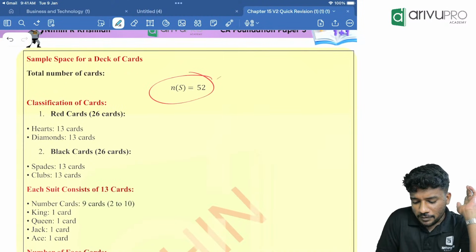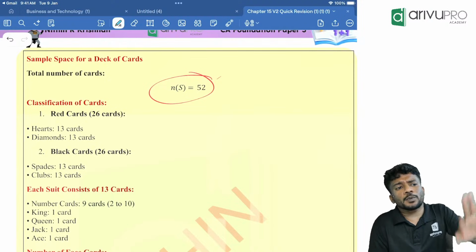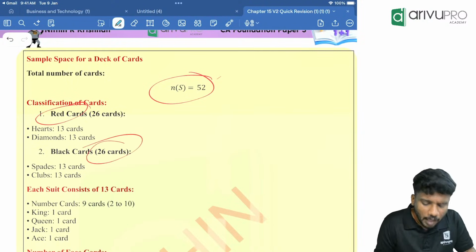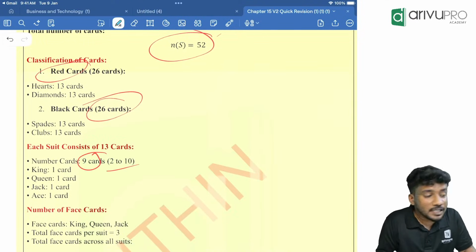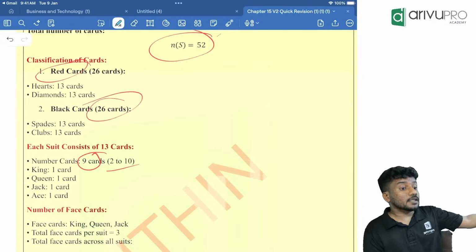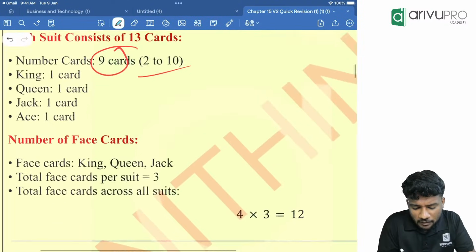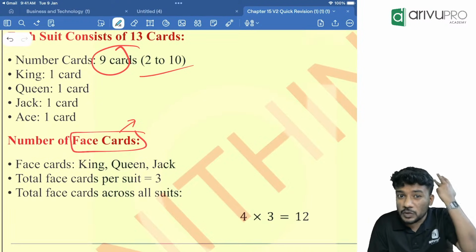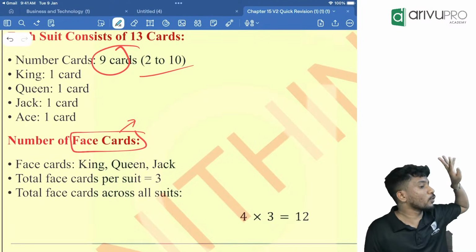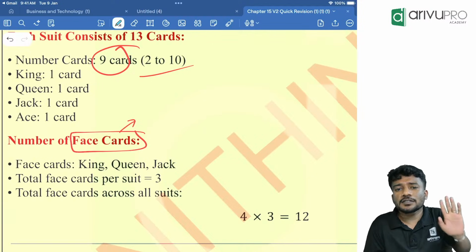Now, total number of cards. How many cards are there in total? 52 cards in total. Out of that, 26 are red and 26 are black. There are 9 number cards in each suit: 9 spades number cards, 9 diamond, 9 heart and 9 club number cards. What are face cards? Basically, those having a face: king, queen and jack. How many kings are there? 4. Queen, 4. Jack, 4. They are 4 each because one from each suit will be there.